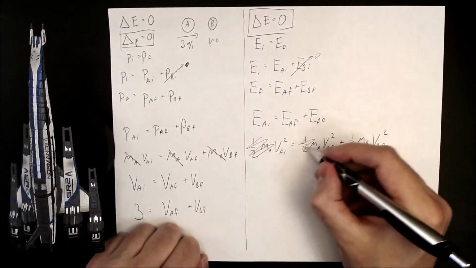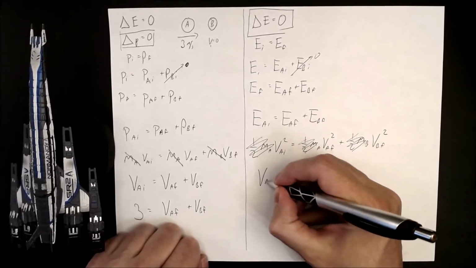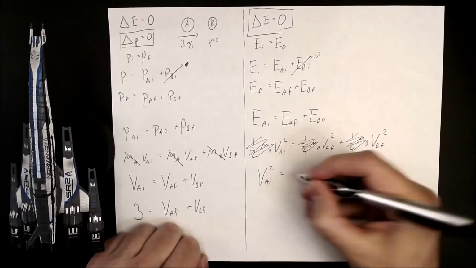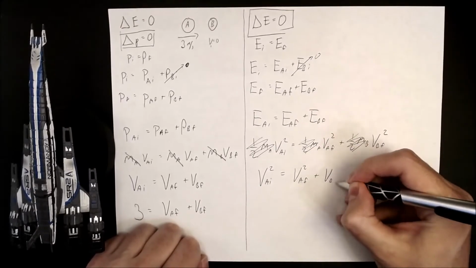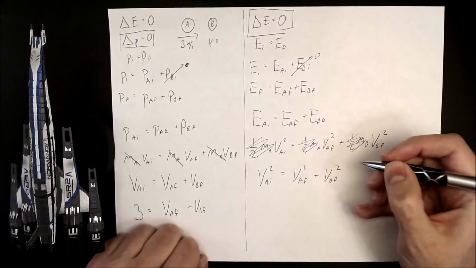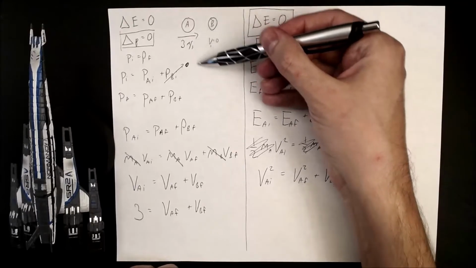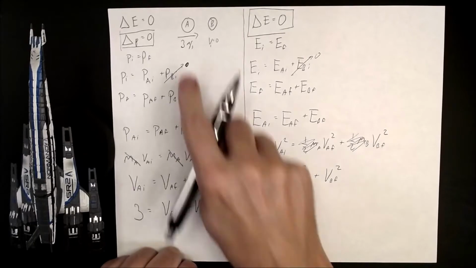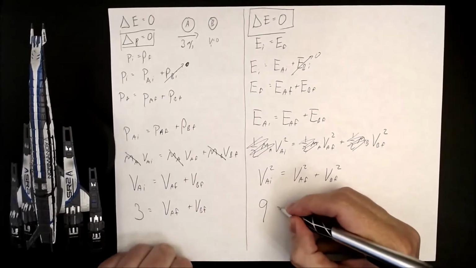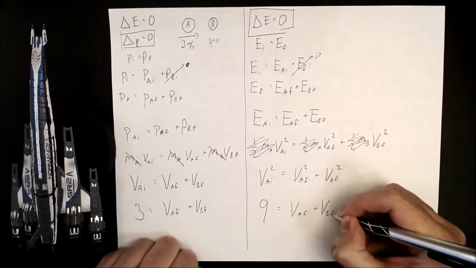and we get to get rid of that, and that, and that, and we are left with v_A initial squared is equal to v_A final squared plus v_B final squared. We can also input the initial velocity there and say that 3 squared is 9 is equal to v_A final squared plus v_B final squared.